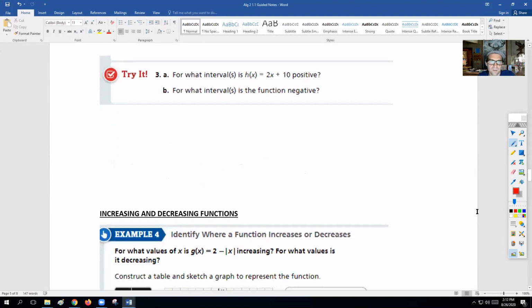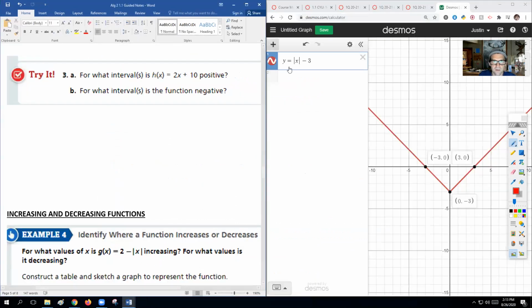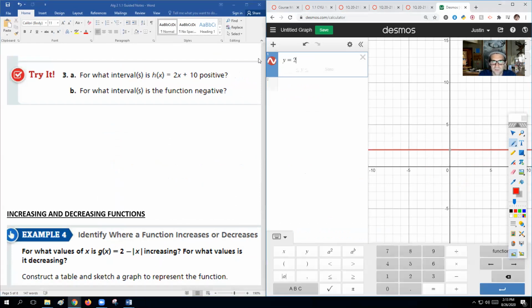So let's look at the equation here. h of x, let's just call that y. Y equals 2x plus 10. So where is it positive? Where is it negative? I think it'd probably be easier to graph this. So I'm going to take out Desmos. I think you guys can see that here. I'm just going to type in y equals 2x plus 10.